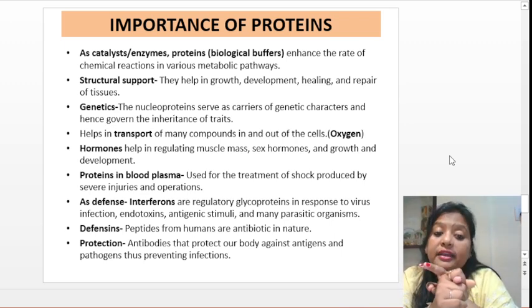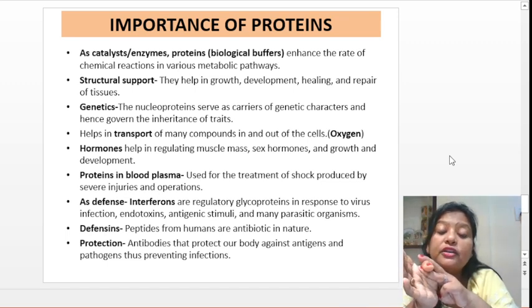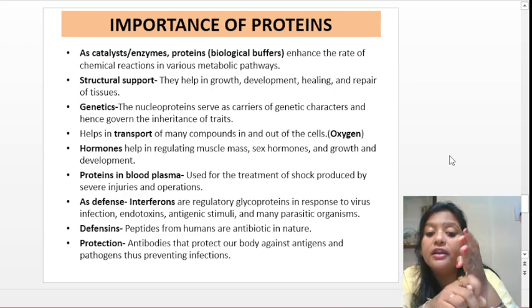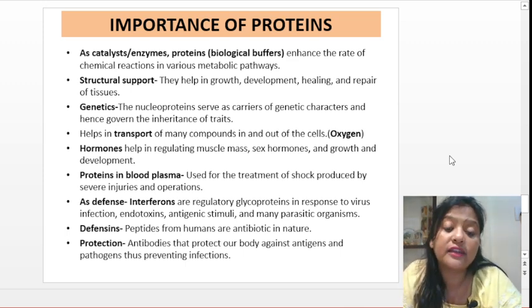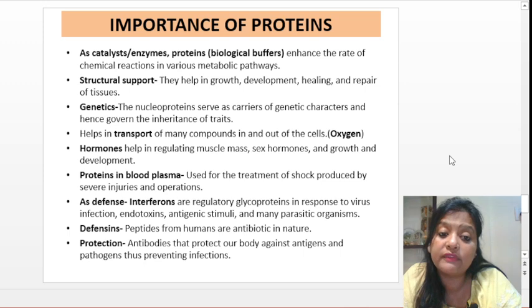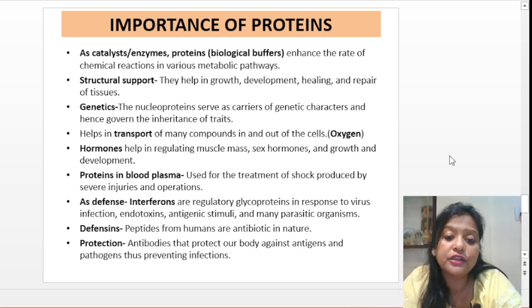Number three, there are some proteins that act as enzymes or catalysts. That's why they're also known as biological catalysts, because they enhance the rate of chemical reaction. Okay, that's why they're acting as catalysts. Number fourth is that nucleoproteins carry some genetic characters, so they help in the genetic part. They have a genetic function. Then hormones. Some hormones are proteins. Hormones help in regulating the muscle mass, the sex hormones, and growth and development. These are all helping in the hormonal functioning of the body.